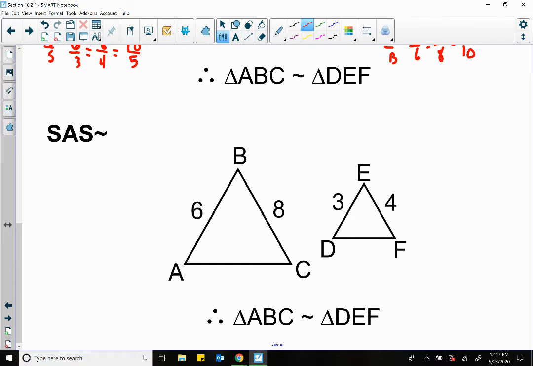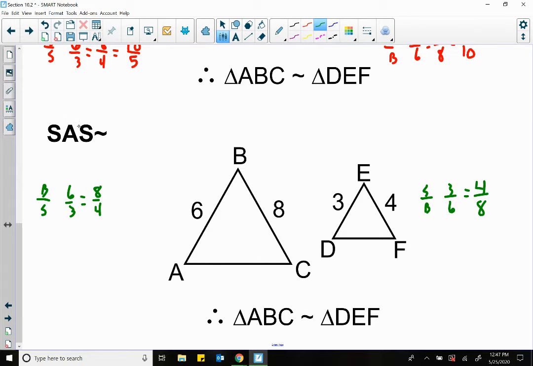sides are proportional. So again, if you go from big to small, 6/3, is that the same thing as 8/4? And it is. Or if you went from small to big, is 3/6 the same thing as 4/8? And those both check out.